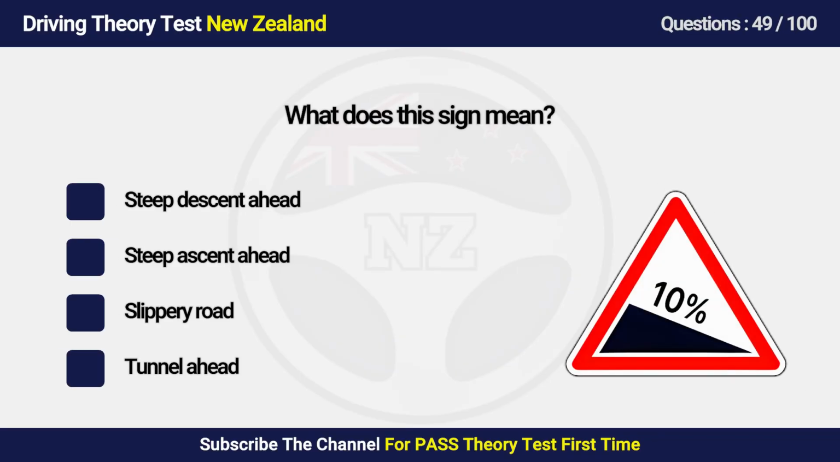A, steep descent ahead. B, steep ascent ahead. C, slippery road. D, tunnel ahead.